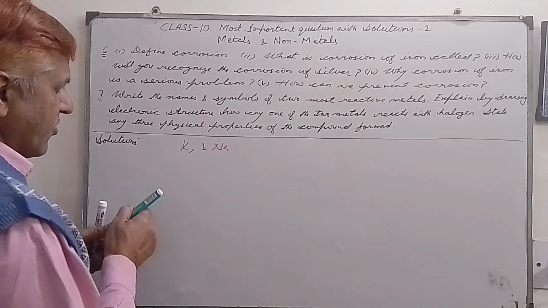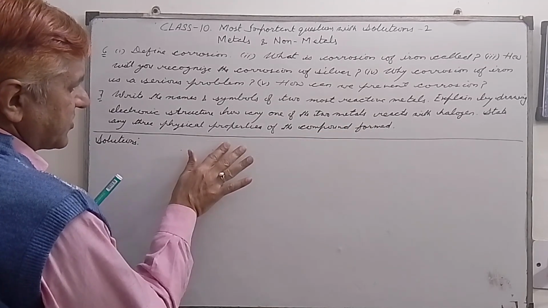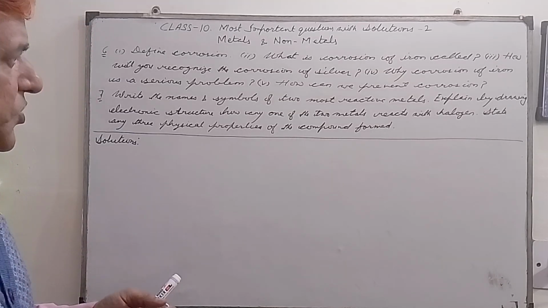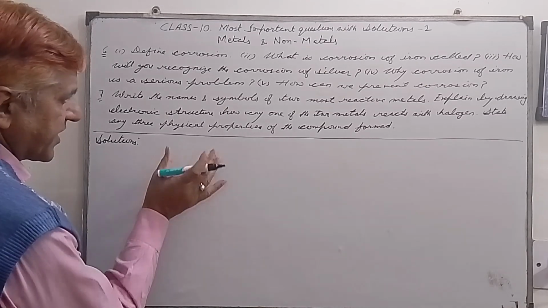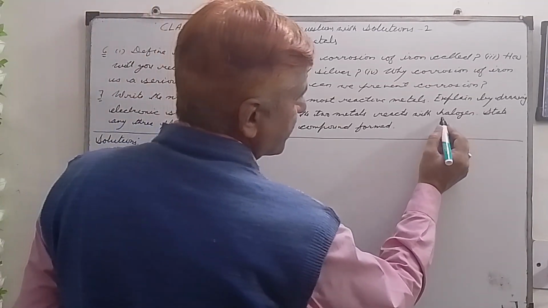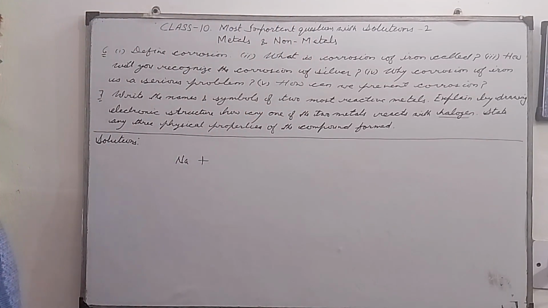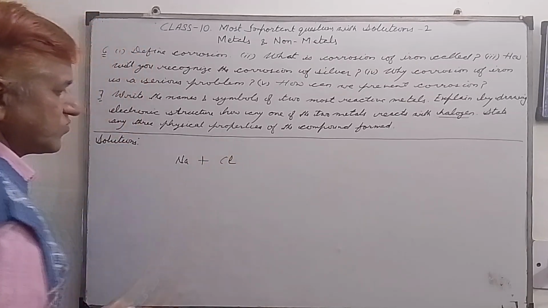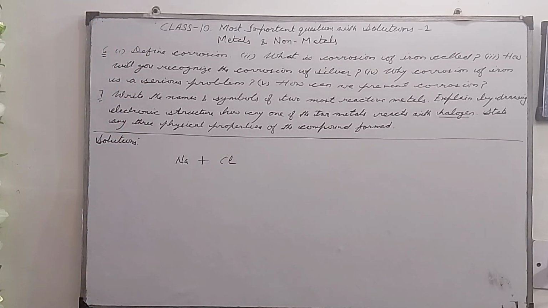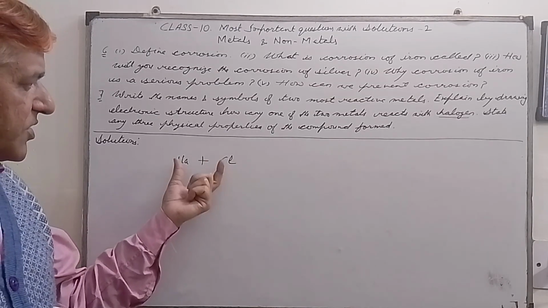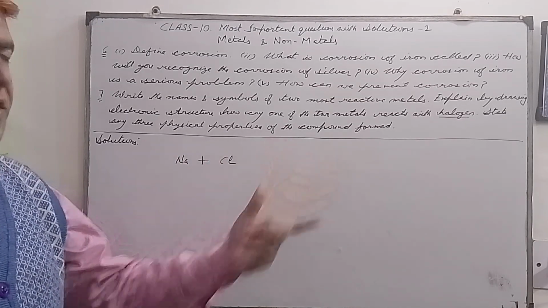Now, my dear students, we have to write the chemical equation, for example, taking sodium plus halogen. Always remember that fluorine, chlorine, iodine, bromine are called halogens. So I am taking chlorine. This is sodium. Sodium is a metal, chlorine atom is a non-metal. So the compound which will be formed will be ionic.